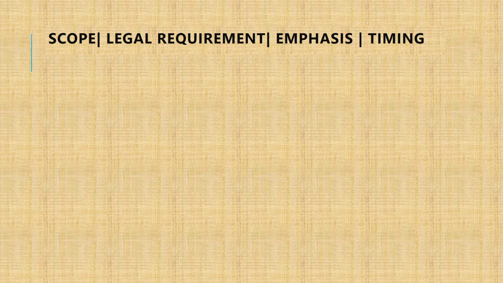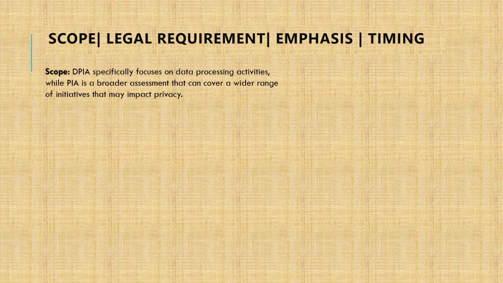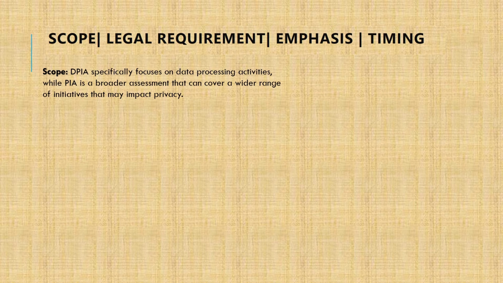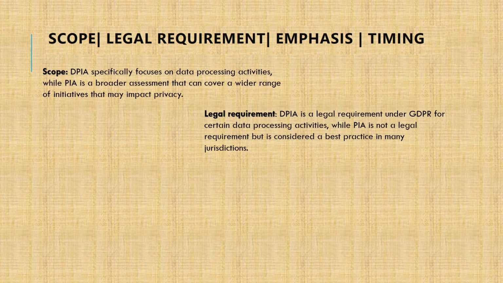What is the scope here? DPIA specifically focuses on data processing activities, while PIA is a broader assessment that can cover a wide range of initiatives that may impact privacy. What about the legal requirements? DPIA is a legal requirement under GDPR for certain data processing activities, while PIA is not a legal requirement but is considered a best practice in many jurisdictions.